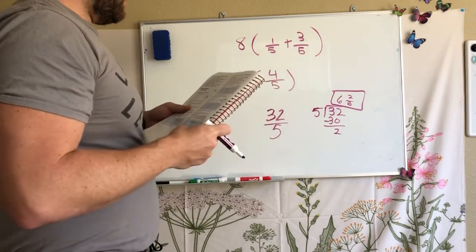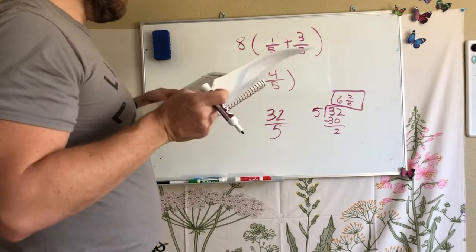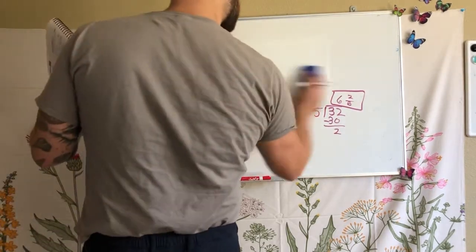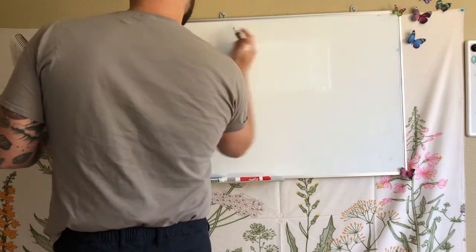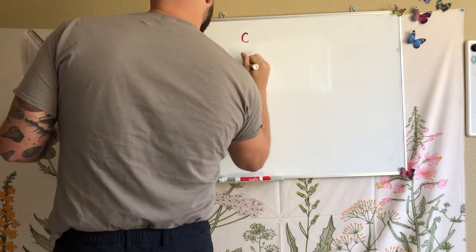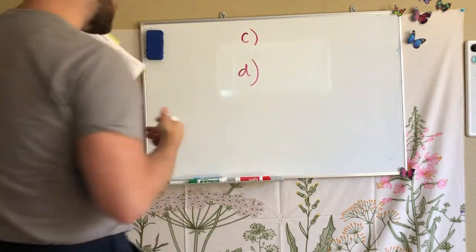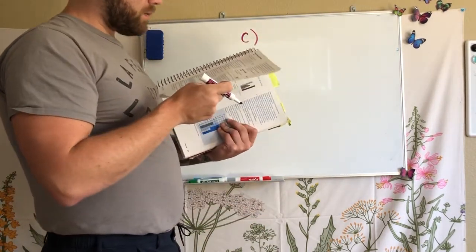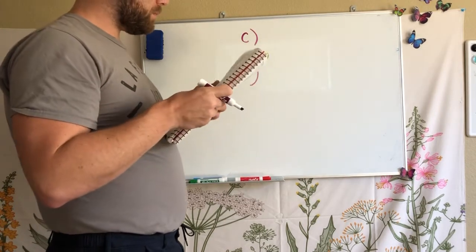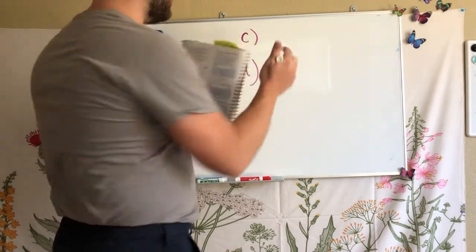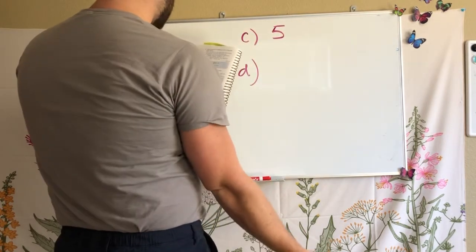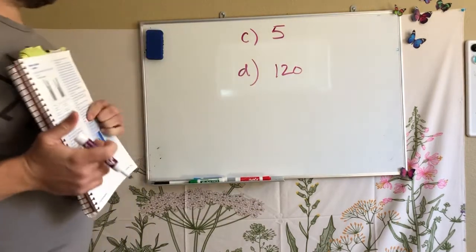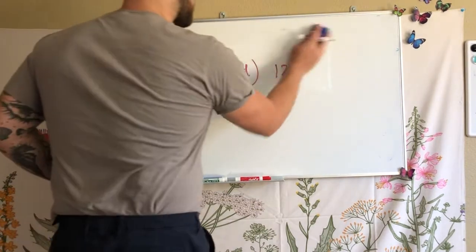So, problem C. And D, I'm just going to write the answers. Make sure when you're turning in your work that you're actually showing me what you did. So, C is 5, and D, 120. All right, so let's move on.